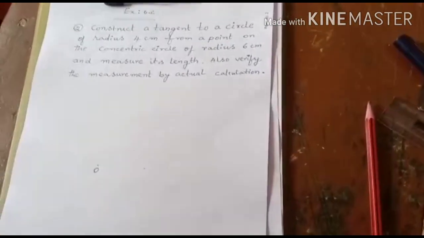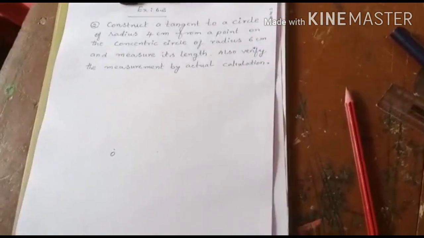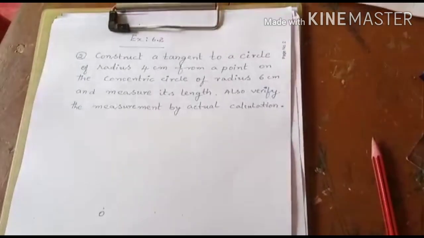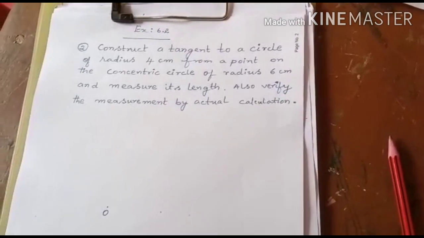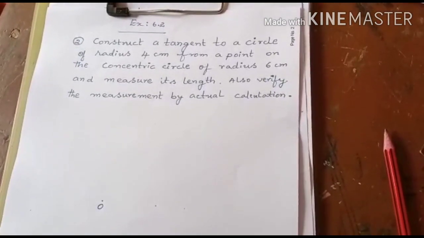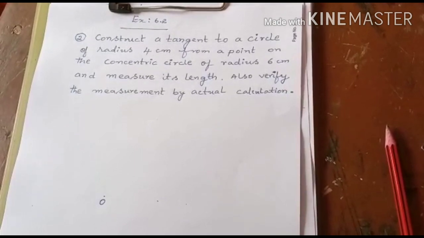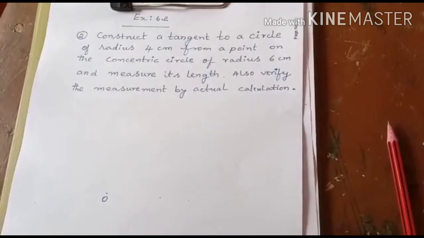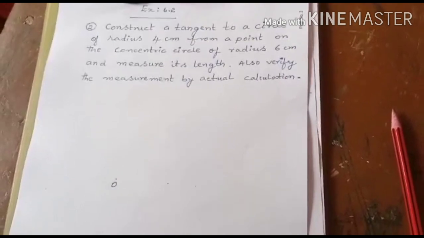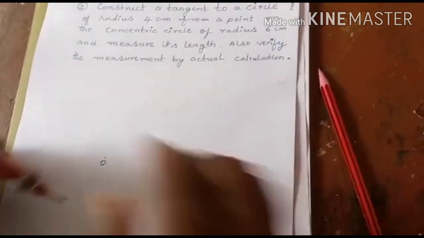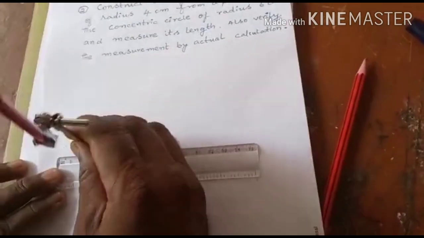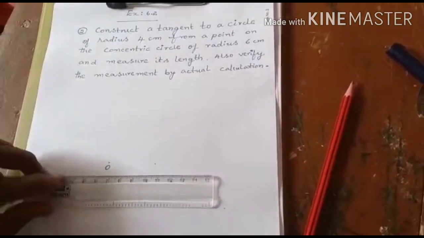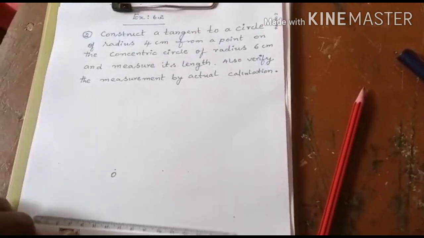Now let us see what concentric circles are. Concentric circles are circles which have the same center but different radii. A tangent is a line that touches the circle at one point only.